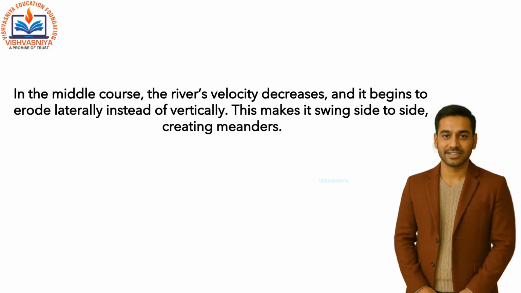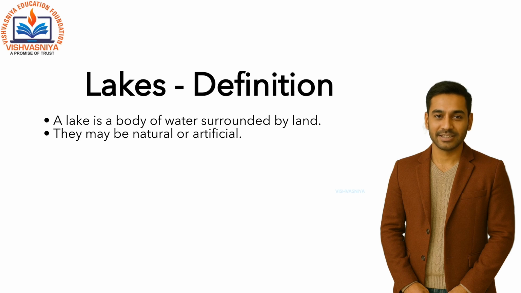Sir, permission to ask. Yes, go ahead. Why do rivers form meanders in the middle course? Excellent. Because in the middle course the river's velocity decreases and it begins to erode laterally instead of vertically. This makes it swing side to side, creating meanders.